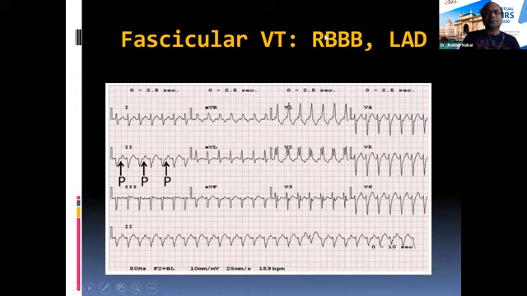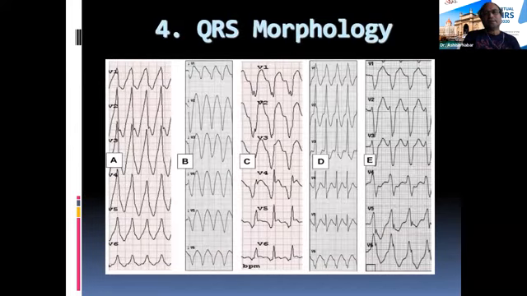It's very important to remember this. This will help you a lot of times. When this is there, you can say it's a VT. A concordant axis to the bundle branch block may not be so diagnostic, but a discordant axis definitely is. Then you should look at the QRS morphology carefully.